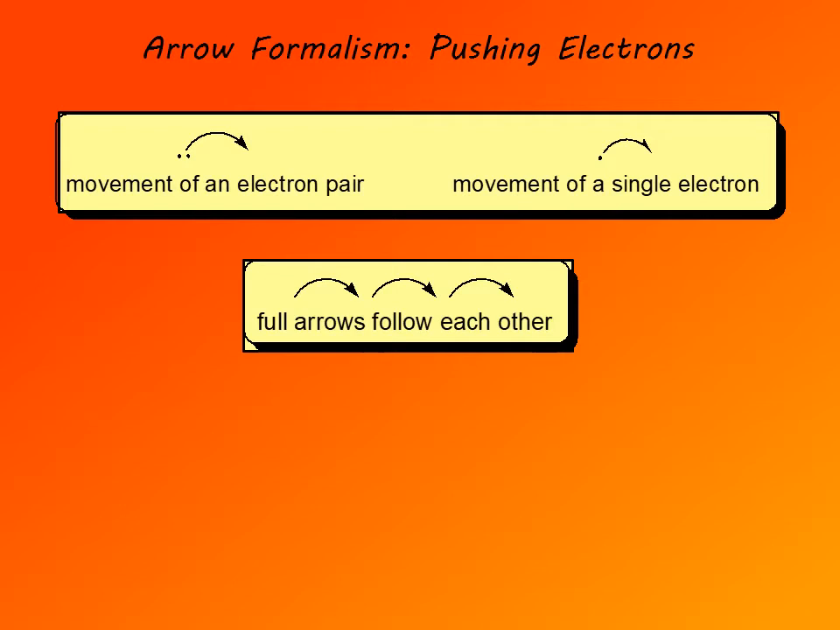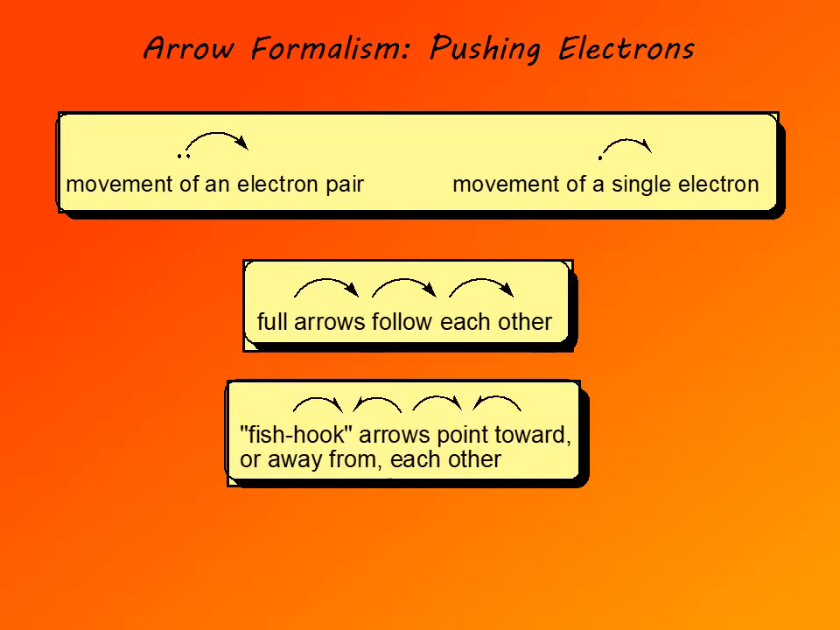Movement of two full arrows towards each other would mean that we are pushing two electron pairs towards each other, or one on each other, and that's obviously not possible because of the electrostatic repulsion. And same would be with movement of two arrows away from each other. Then we would be simply attempting to move one electron pair in two directions, again not possible. So they have to follow each other.